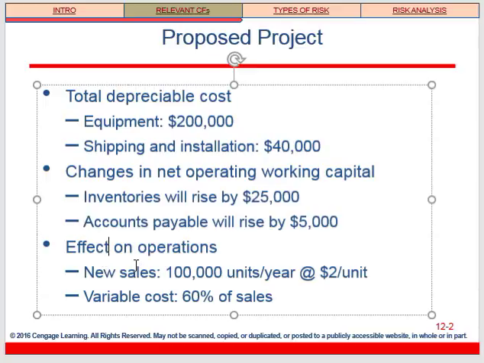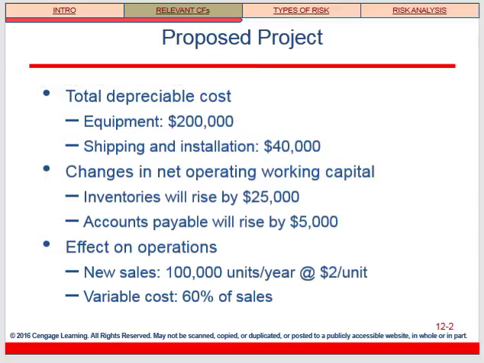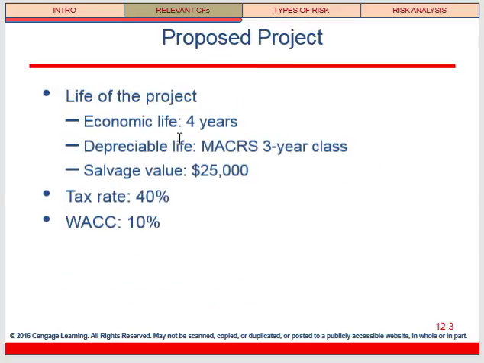And then we have effects on operations. The new sales is 100,000 units per year at $2 per unit. Variable cost is 60% of sales. The life of the project is 4 years. Depreciable life is the modified accelerated cost recovery system, 3-year class. Salvage value is $25,000. In addition, we are given the tax rate of 40%. Weighted average cost of capital for the firm is 10%.